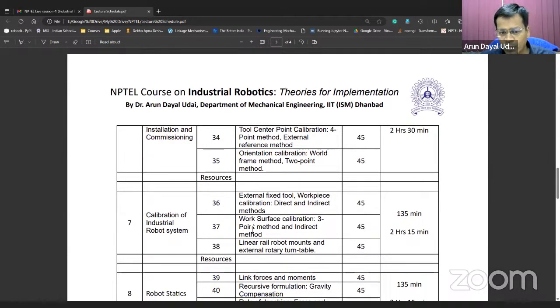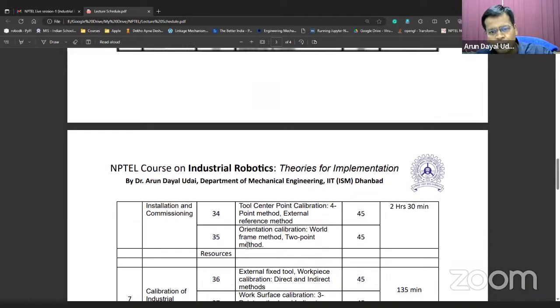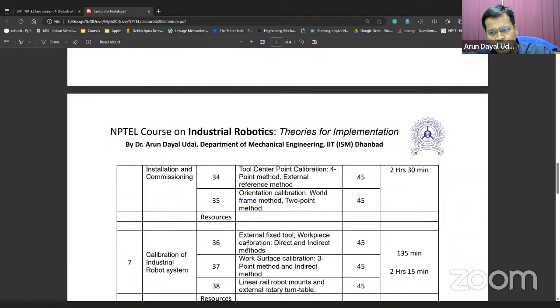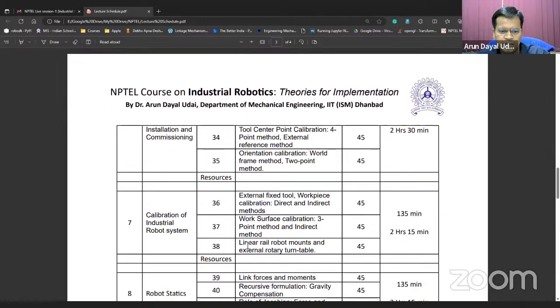Calibration of industrial robot systems. Again, this is on a similar line, it is here. So these two modules are going to come, which directly cover all the practical things, which are very, very new to the audience here.